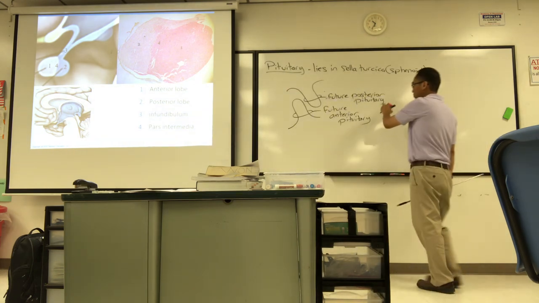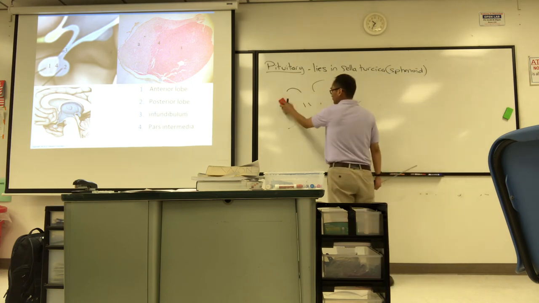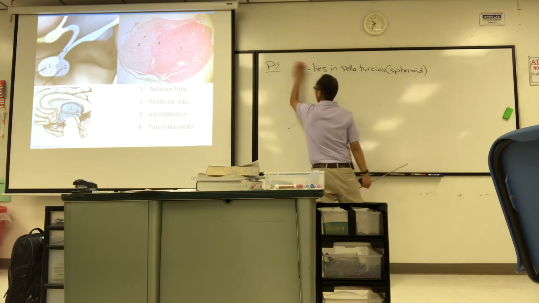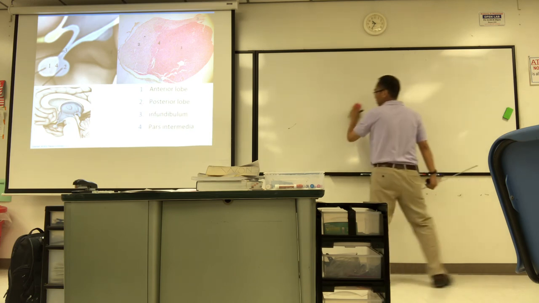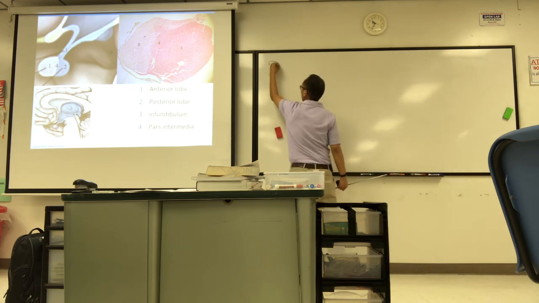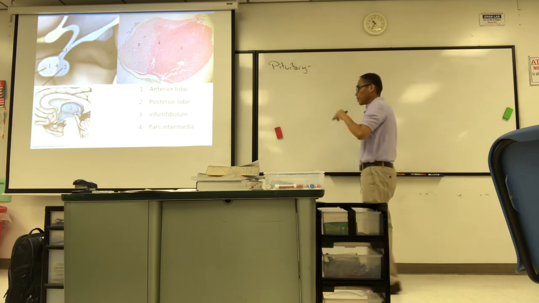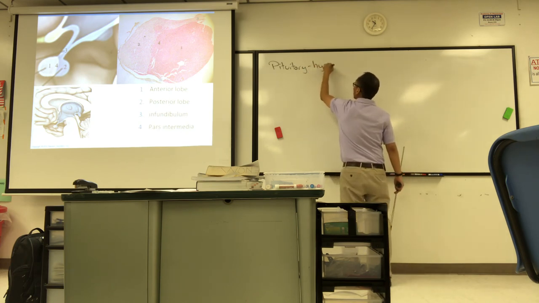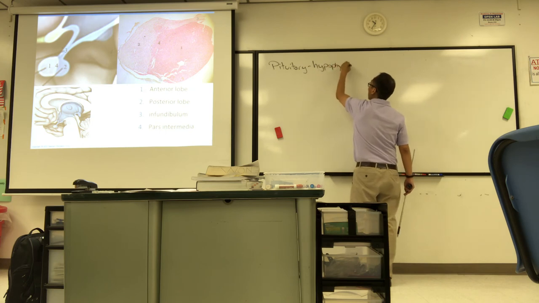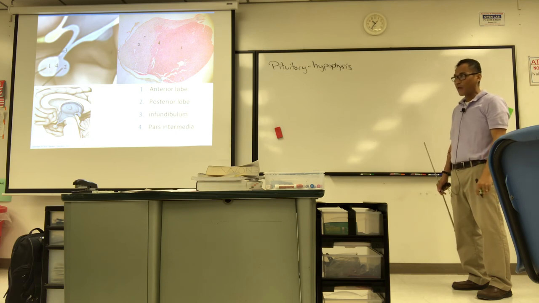So let's just go through the parts first. There are these four parts. The main parts are the anterior and posterior, but they have different names too, so let me teach those. The pituitary is also called the hypophysis. That means to grow under. It's literally underneath the hypothalamus. So hypophysis is an alternate name.